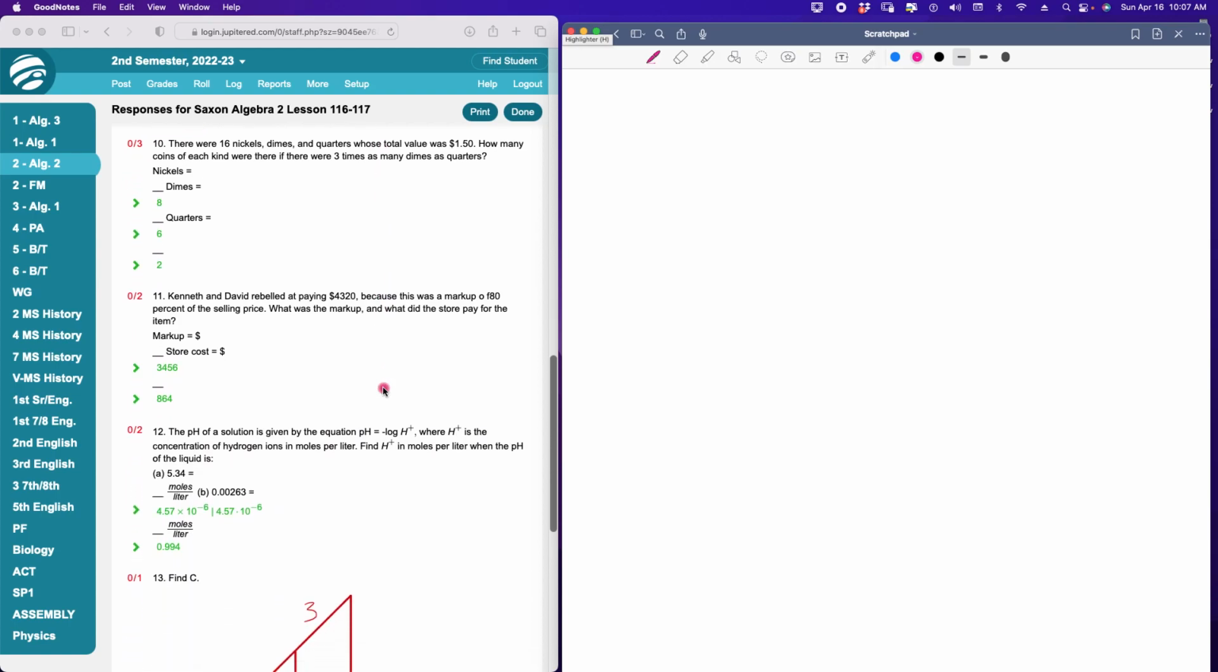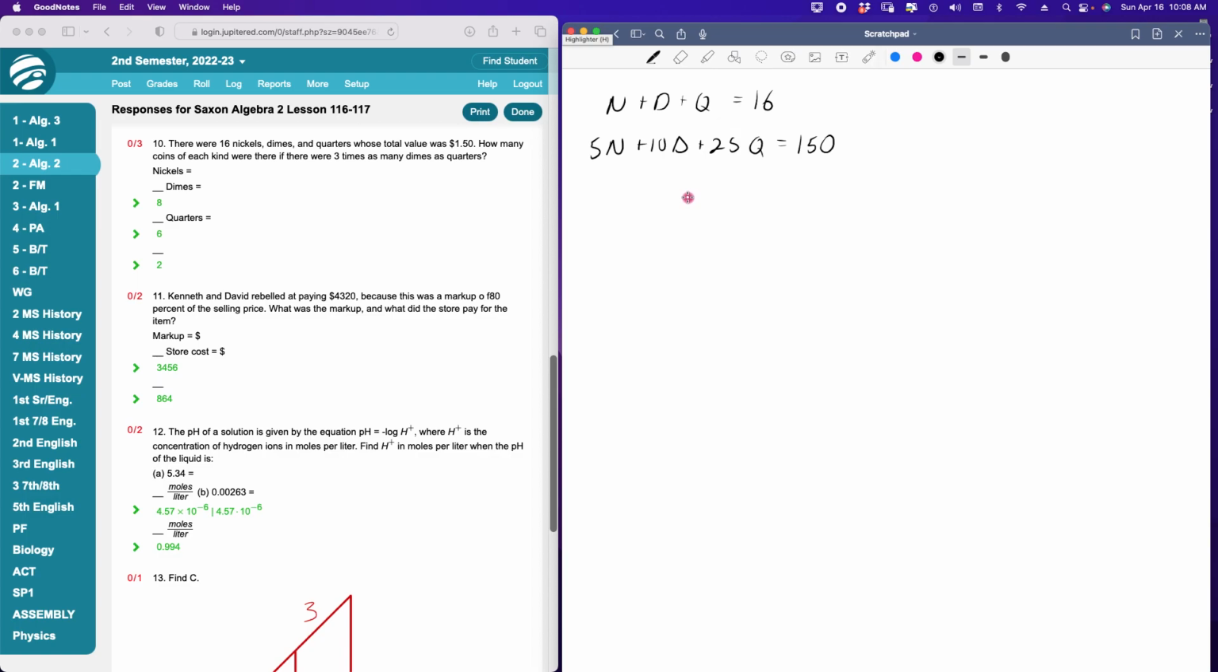Number 10 says that there were 16 nickels, dimes, and quarters. So that is our first statement. The number of nickels, dimes, and quarters together equals the quantity of 16. Their total value was $1.50. So that means 5 times the nickels plus 10 times the dimes plus 25 times the quarters was equal to $1.50.